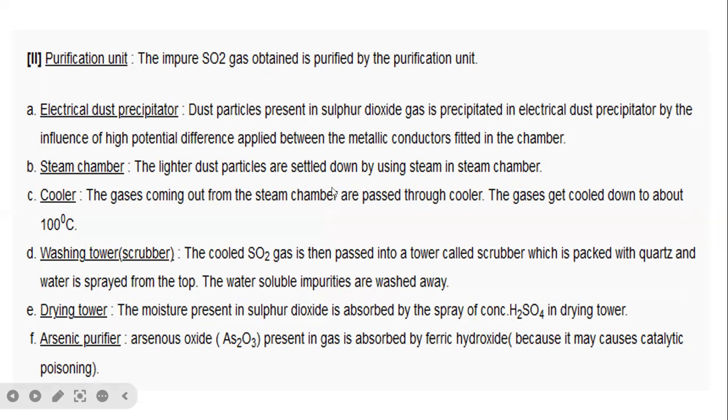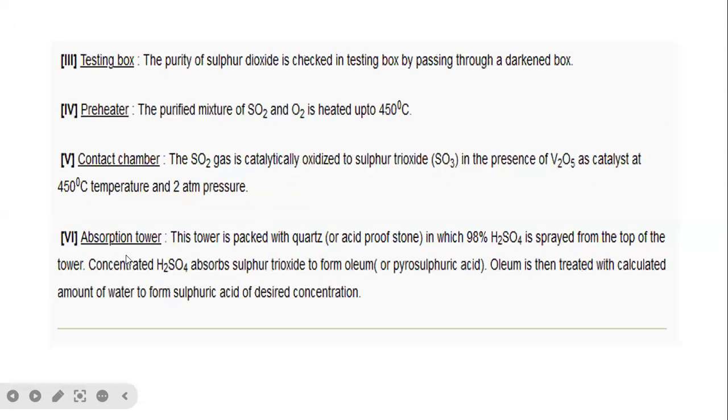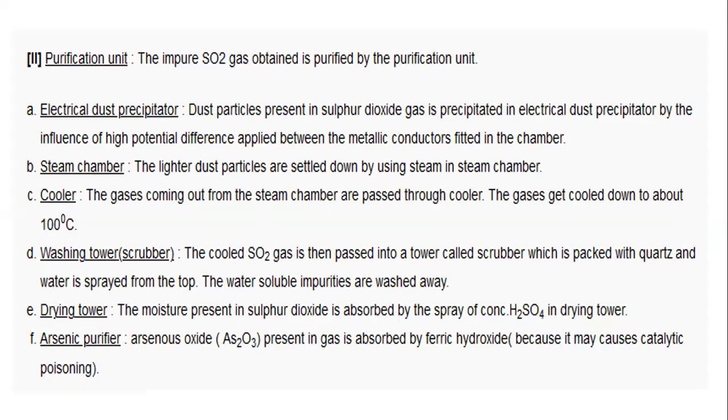Steam chamber, where the particles settle down. Cooler, where the gases coming out from the steam chamber are passed through the cooler. The gases cool down to about 100 degrees Celsius. Washing tower, scrubber: the cool sulfur dioxide gas is passed into the tower called the scrubber, where water is sprayed from the top and the soluble impurities are washed away.